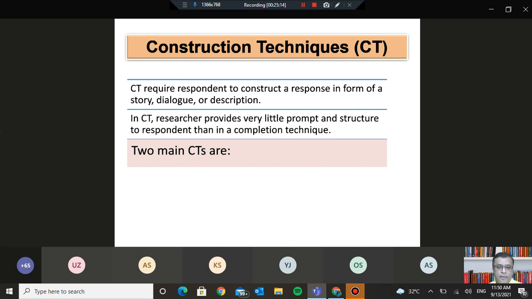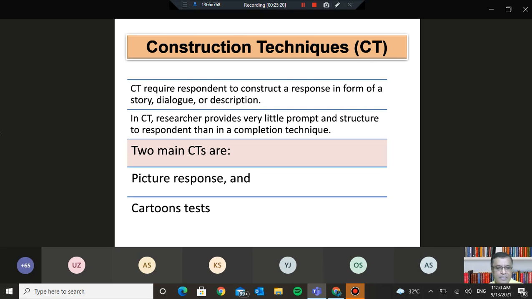Now, in fact, in real life settings, two construction techniques are very popular. One is the picture response technique, and the other is the cartoon tests that we employ. So we will briefly discuss these two.